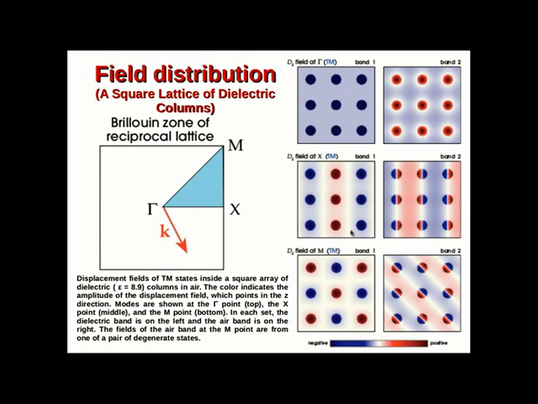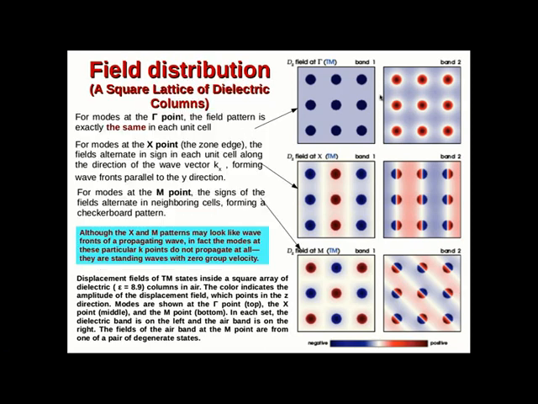Now let us look at the field plots in this dielectric rod type of photonic crystal obtained at these three special points of the irreducible Brillouin zone. You can see that the first pair is for band 1 and band 2, the dielectric band and the air band, at the gamma point. The gamma point is the center of the Brillouin zone, and you can see the field is the same in each unit cell. It is the same throughout.